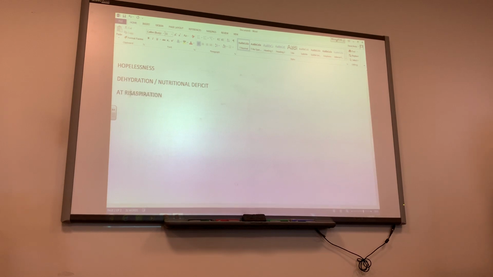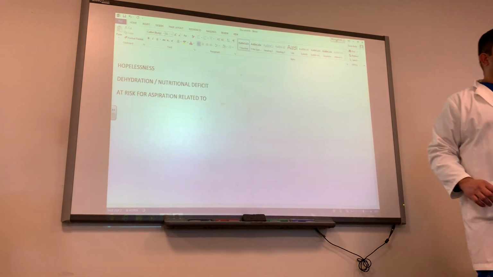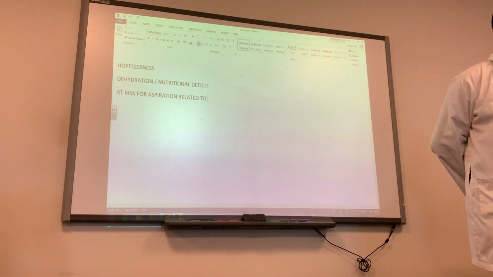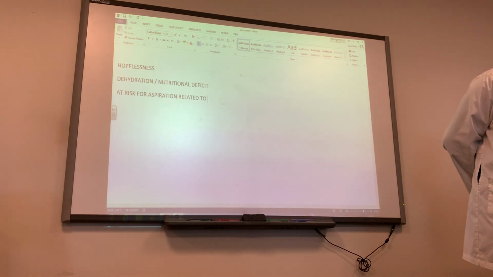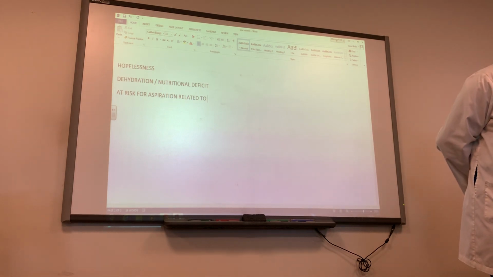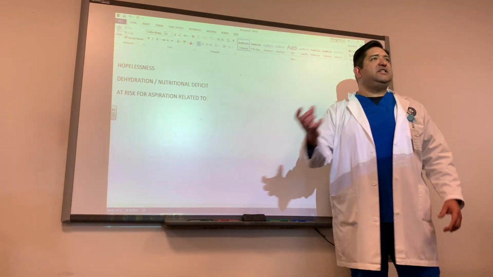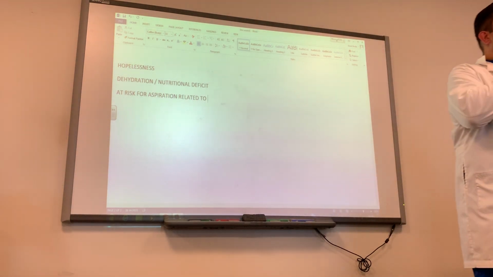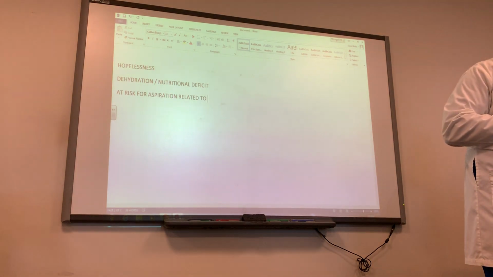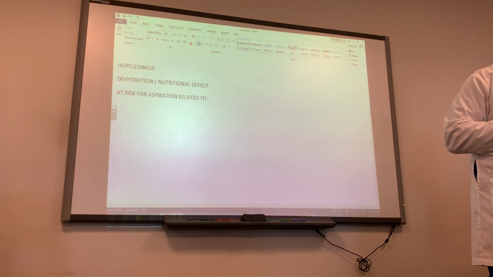At risk for aspiration related to, she has dementia. And who said the neurological deficiencies? You did, right? Okay. So because she's confused, would this risk for aspiration be connected to the inability to eat and chew and swallow properly? Yes.